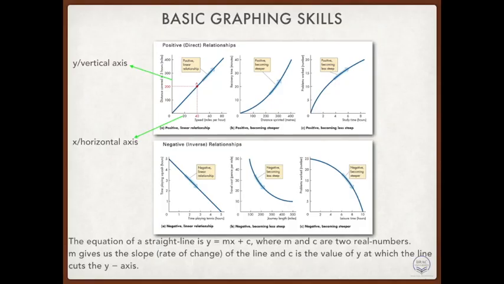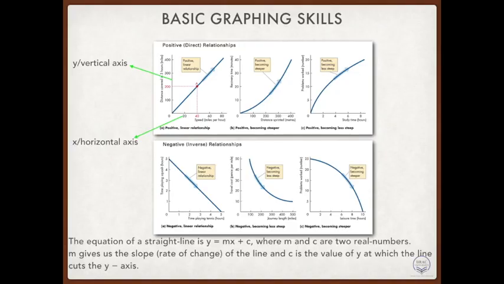Now, let's begin from the top left graph, number A, which shows a positive linear relationship, that is a straight curve. Here, the equation of a straight line is y equals mx plus c, where m and c are two real numbers. m gives us the slope, which basically tells us the rate of change of y due to a change in x, and c is the value of y at which the line cuts the y-axis.